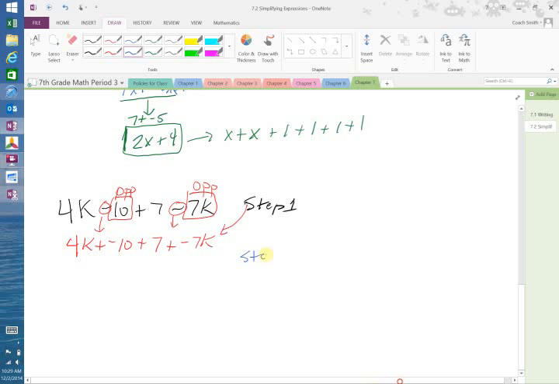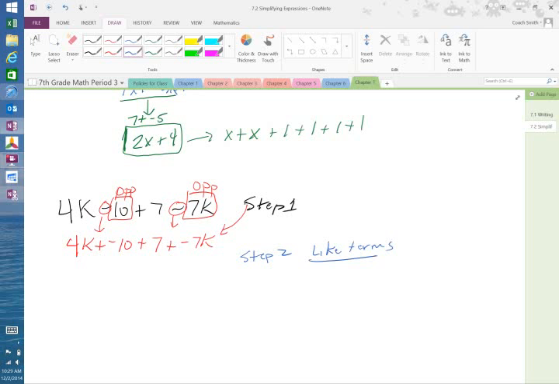What is step 2? Not everybody at once. What's step 2? Okay, so I'm going to rearrange it to where I put my like terms together. So step 2 is all about like terms. Okay, well, I want you to list the like terms in this problem. What are the like terms in 4K plus negative 10 plus 7 plus negative 7K? What's one pair of like terms?